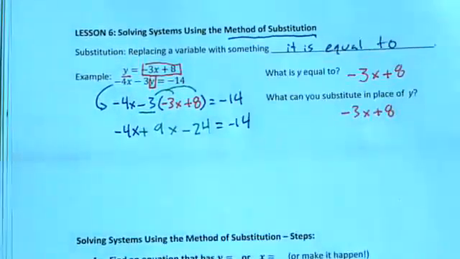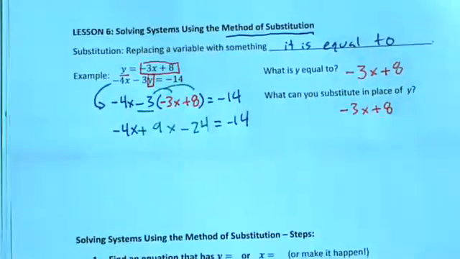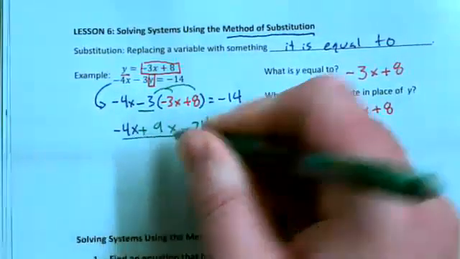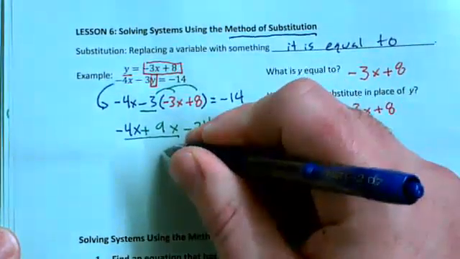Okay, go ahead and pause your video and get that down in your notes. Okay, next up, looks like we have some like terms that we can combine here. We've got a negative 4x and a 9x. We can put those together to make a positive 5x.